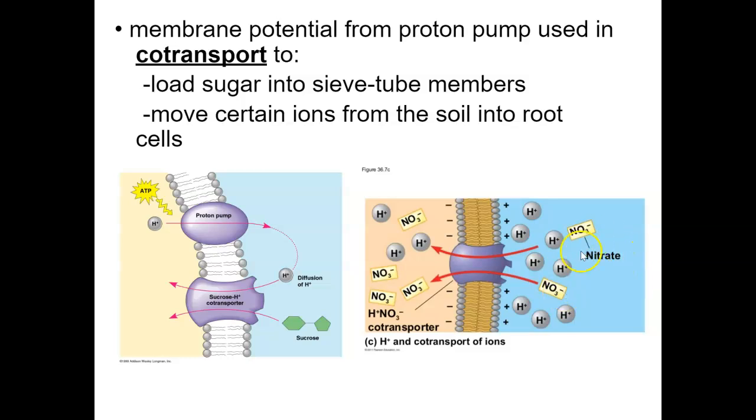And so nitrate is just another example of how an ion can come through a co-transporter. And so this would be like nitrates in the soil, for example. But it could be other types of ions in the soil as well that we need to get into the root cells.